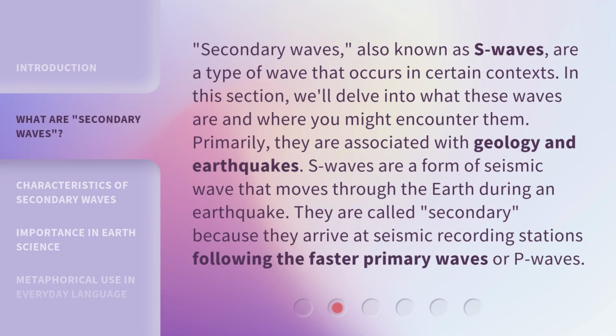Secondary waves, also known as S-waves, are a type of wave that occurs in certain contexts. In this section, we'll delve into what these waves are and where you might encounter them. Primarily, they are associated with geology and earthquakes. S-waves are a form of seismic wave that moves through the Earth during an earthquake. They are called secondary because they arrive at seismic recording stations following the faster primary waves, or P waves.